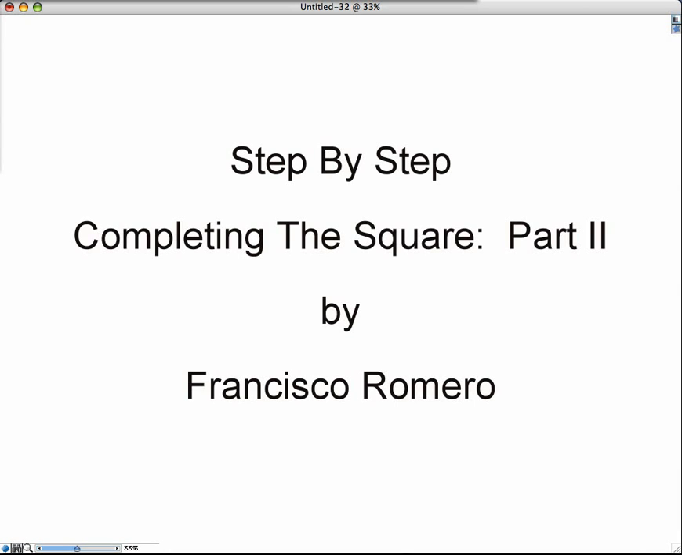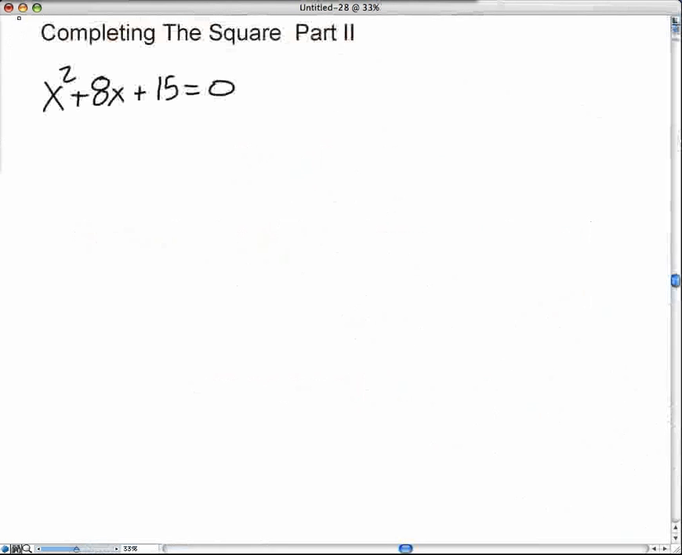Welcome back to Step by Step Completing the Square Part 2. Now, I'm going to complete the square on 3 quadratic equations. Here's the first one. X squared plus 8x plus 15 equals 0.